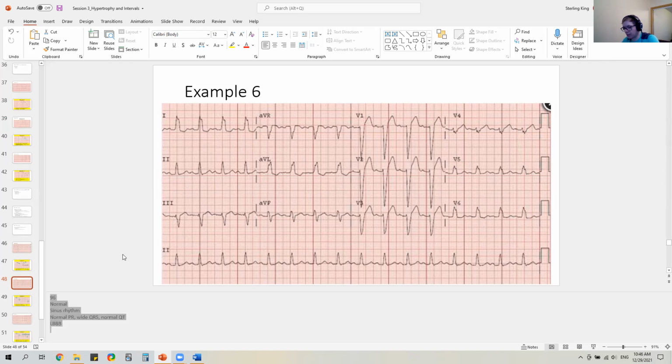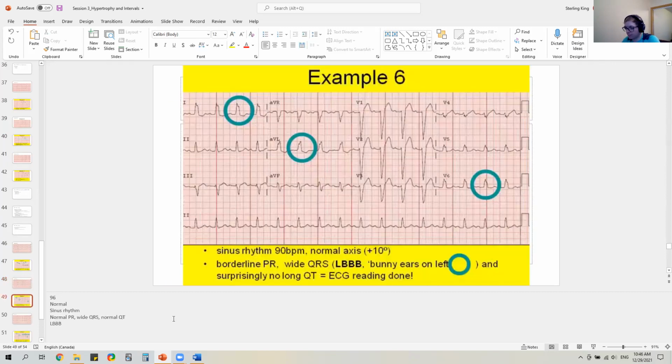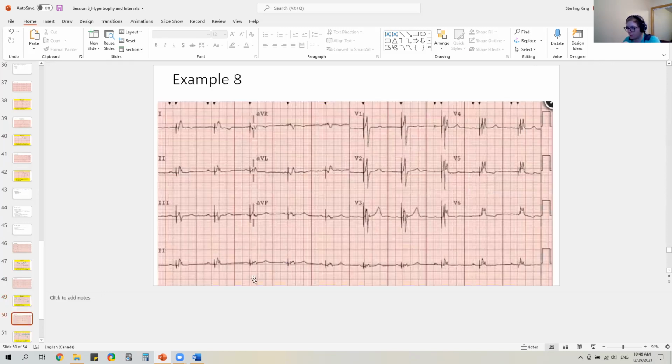So let's have a look at the next page, see what they say. I got 96, they had 90, normal axis, yep. Borderline PR, I guess so. Wide QRS, left bundle branch block over there. And then the QT was normal. ECG reading done. We can't go further than that.